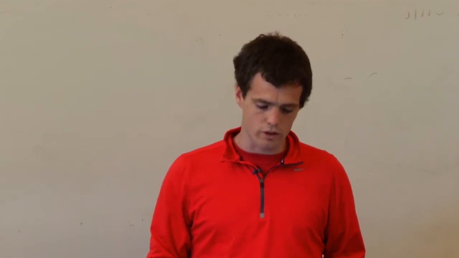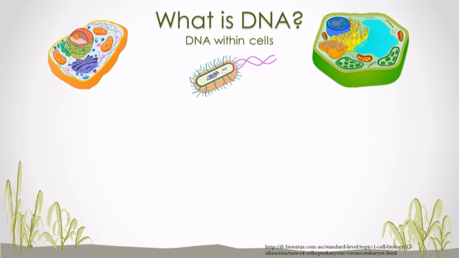Okay, so continuing on, what is DNA within cells? So where's it placed? Just to give you an idea, this is an animal cell. This here is a plant cell. And this little guy here is a prokaryote cell. Now that will become apparent in a second.